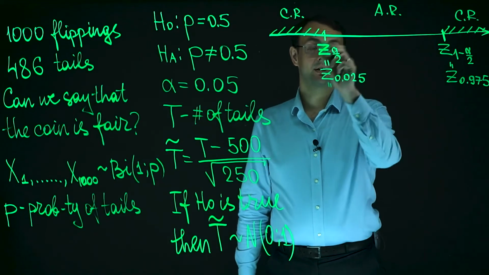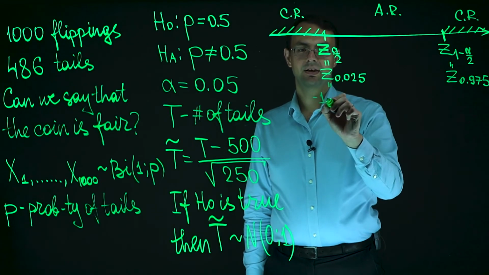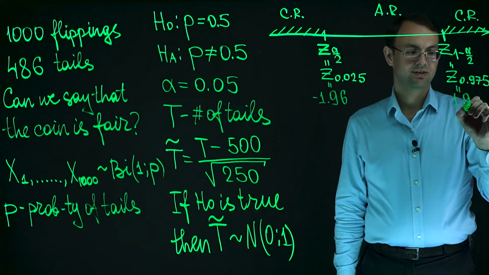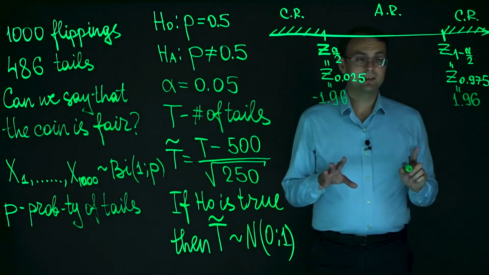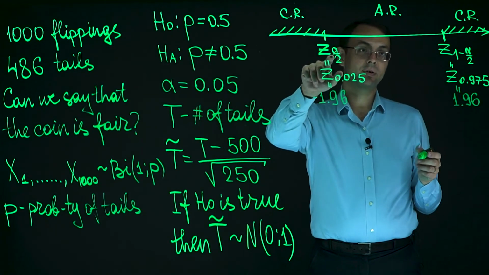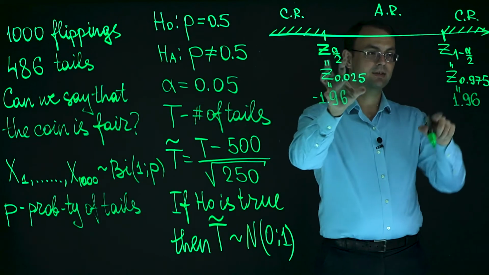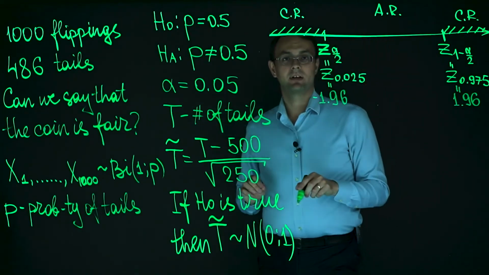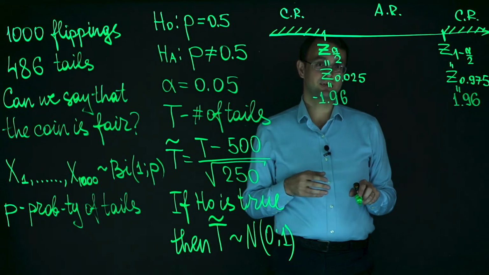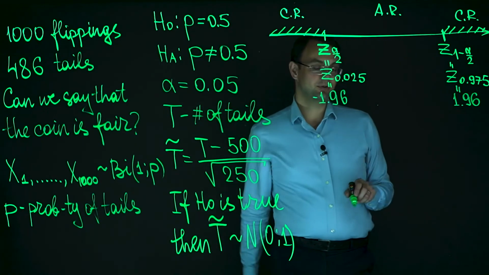Using the table of the quantiles of the standard normal distribution, I can find that this is minus 1.96 and this is plus 1.96. Actually, quantiles of the standard normal distribution are symmetrical. So quantiles of the level alpha over 2 and 1 minus alpha over 2 differ only in sign. So this is negative, this is positive. If the level of the quantile is less than 1/2, it is negative. If more than 1/2, it is positive. The quantile of the level 1/2, the median, is 0 for the standard normal distribution.